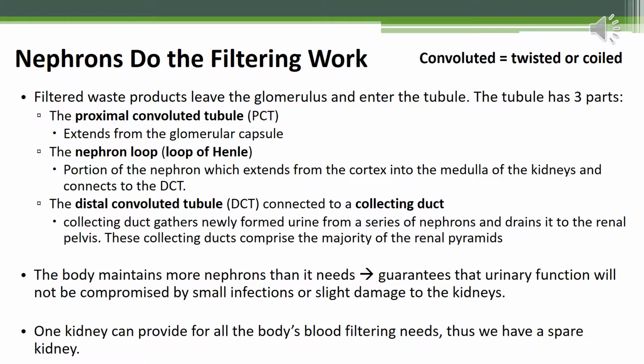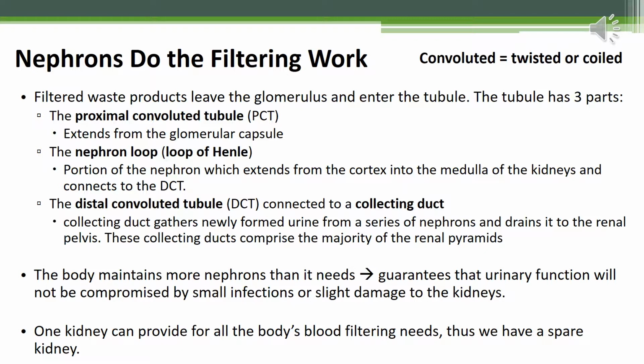And the nephron loop is the portion of the nephron which extends from the cortex into the medulla of the kidneys and then collects at the DCT, and DCT refers to the distal convoluted tubule, which connects to a collecting duct. And this collecting duct gathers the newly formed urine from a series of nephrons and then drains this urine into the renal pelvis. And the collecting ducts actually comprise the majority of the renal pyramids.